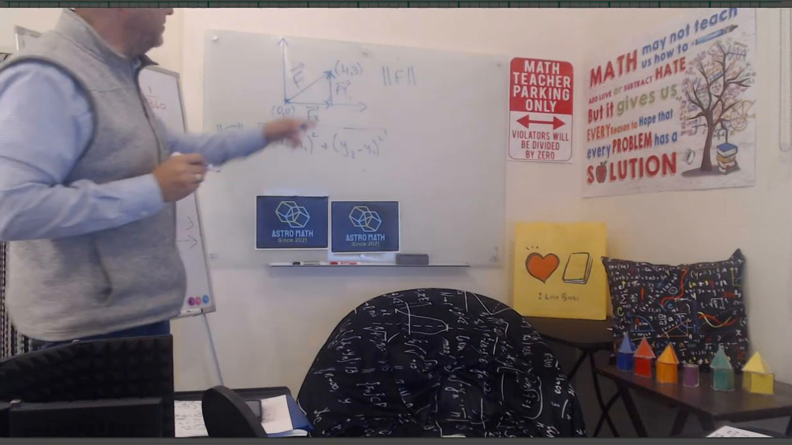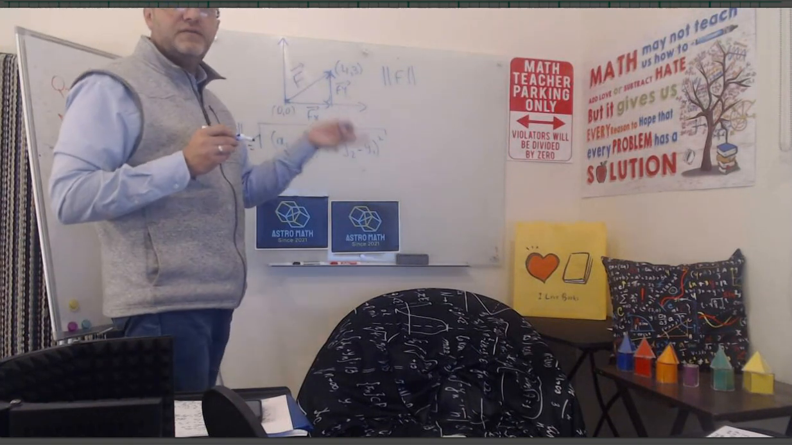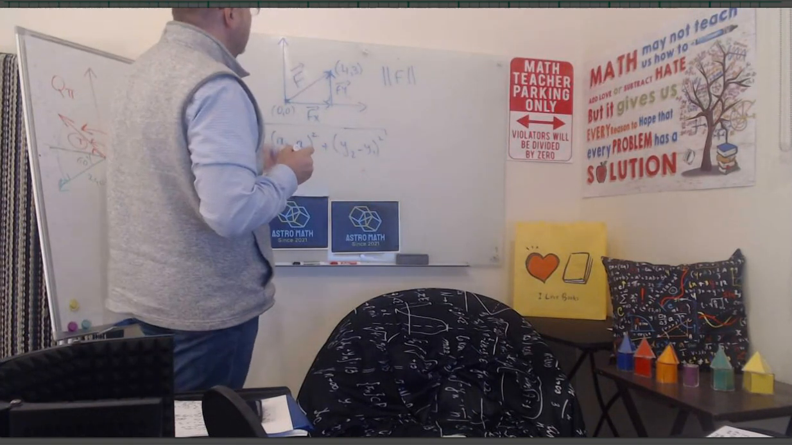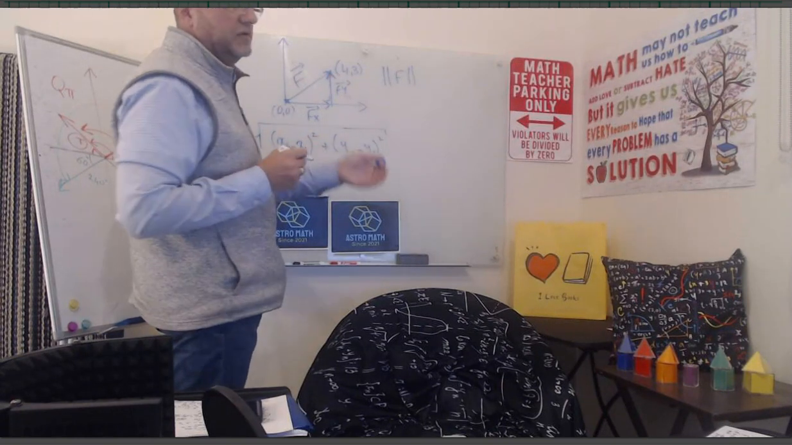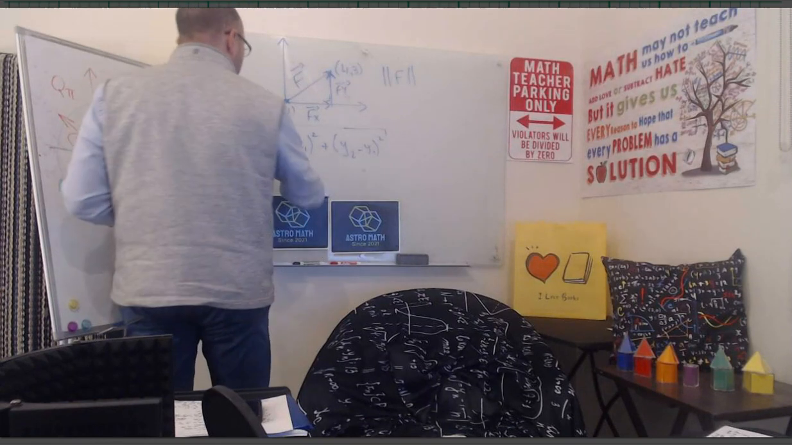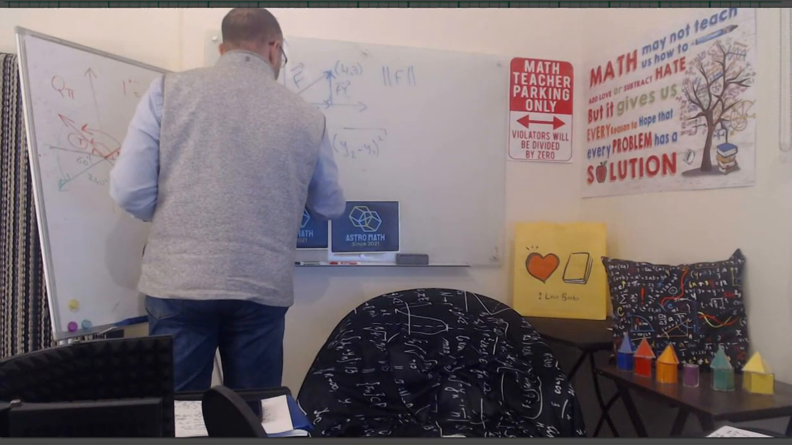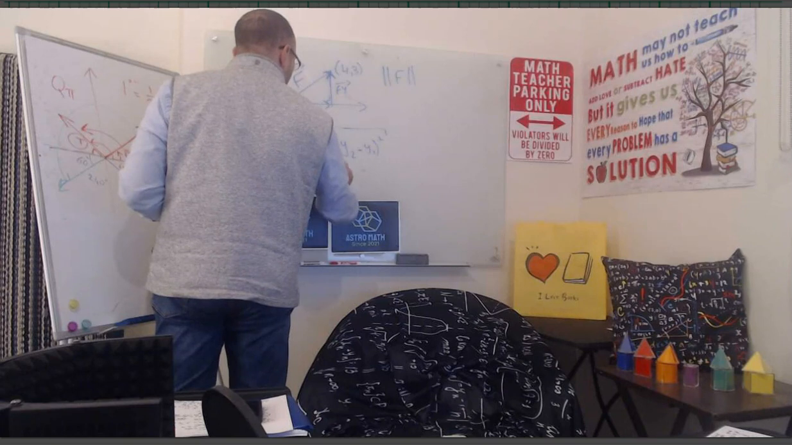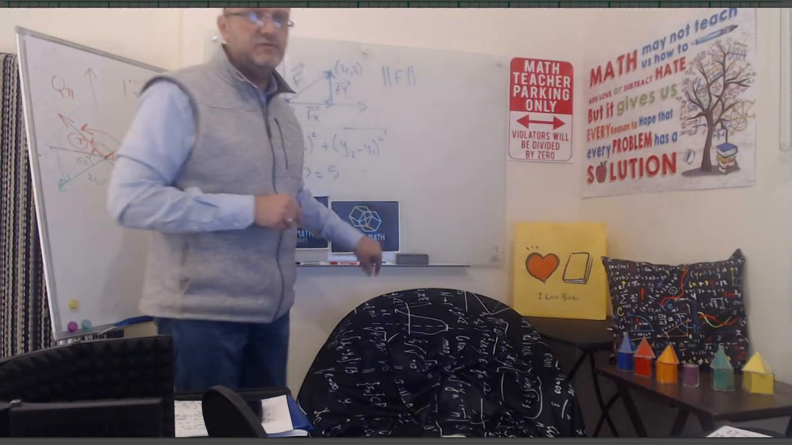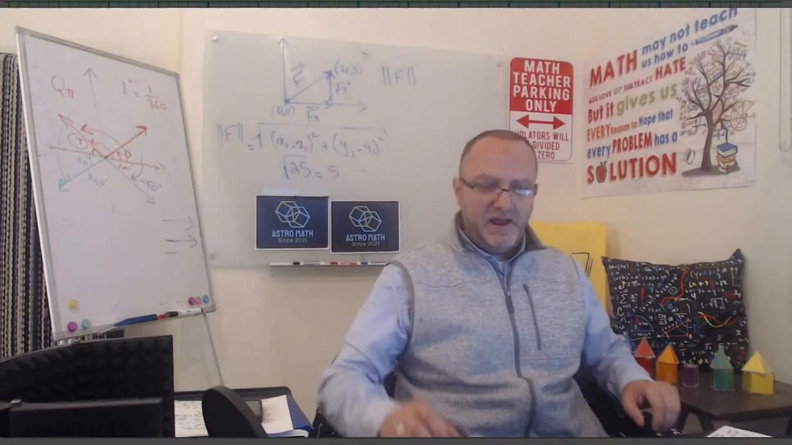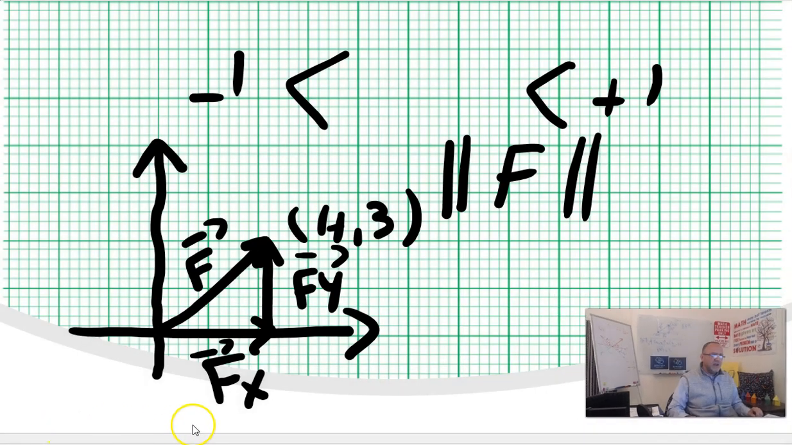And if we keep going, what's 4 minus 0? It's 4. Squared is 16. 3 minus 0, very simple, I made it simple here, is, of course, 3 squared is 9, so it's the square root of 25, and it's 5 units, or whatever they gave you, centimeters or inches or whatever that is, okay? Now, that was easy. Now, let's kick it up a notch.